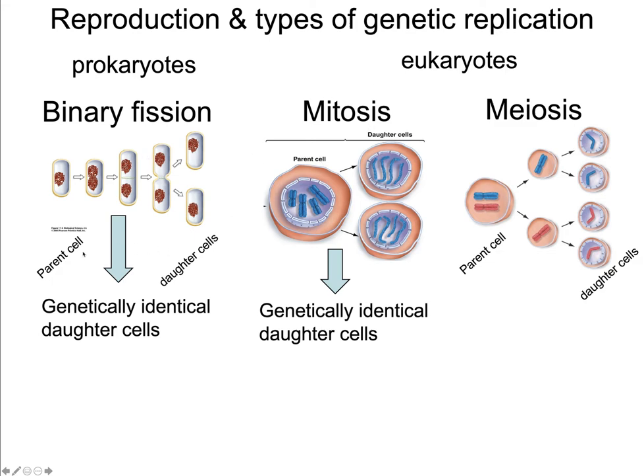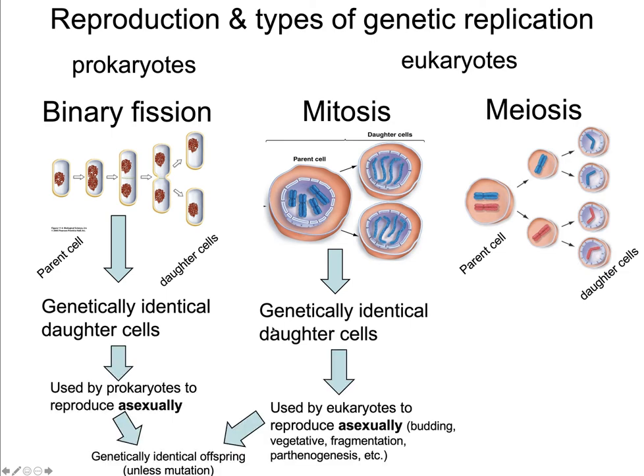processes, ultimately you have parent cells producing genetically identical daughter cells. So these daughter cells that are produced by binary fission are genetically identical to the parent cell. The daughter cells that are produced by mitosis are genetically identical to each other and to the parent cell. And ultimately, this process of binary fission is used by prokaryotes to reproduce asexually, and this process of mitosis is used by eukaryotes to reproduce asexually. And ultimately, these result in genetically identical offspring, unless some mutation occurs, okay?